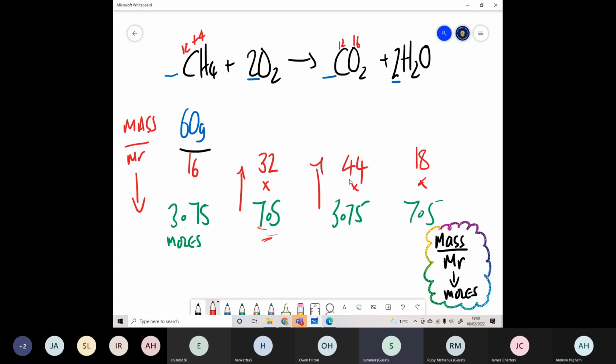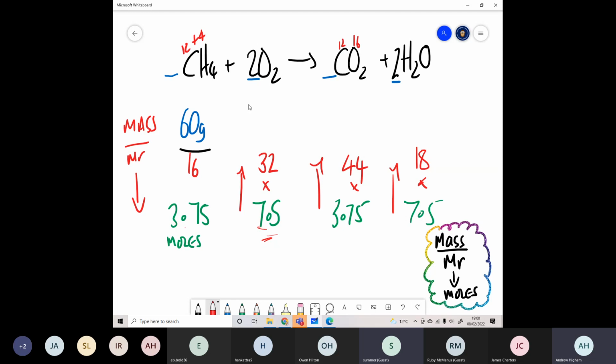Okay, so the question might ask, how much carbon dioxide do you make? If it's just asking about carbon dioxide, just do carbon dioxide. But we'll do them all because it's good practice. Let's see, so I'm going to have 7.5 lots of 32.